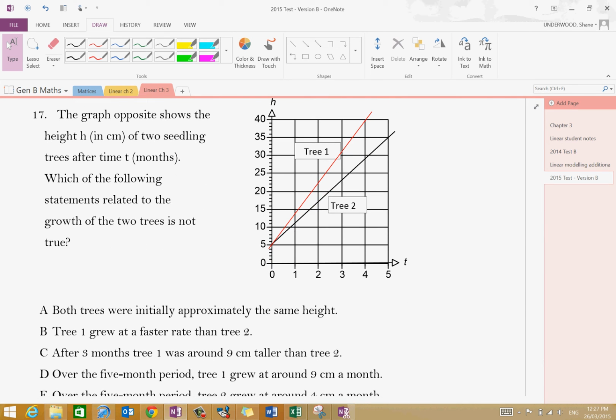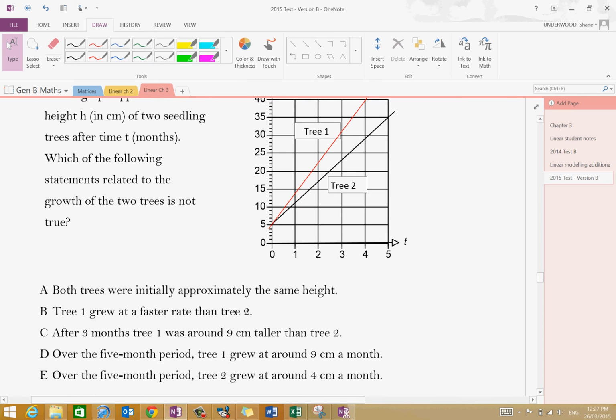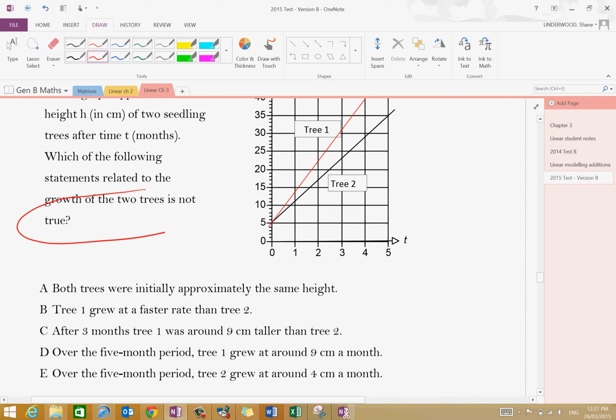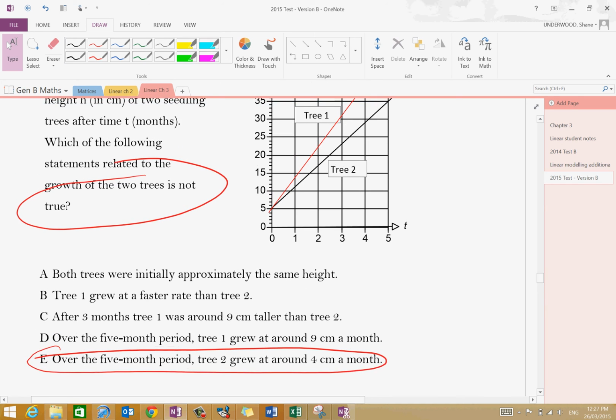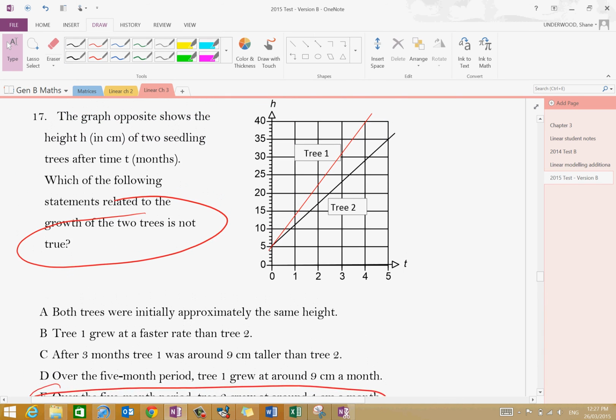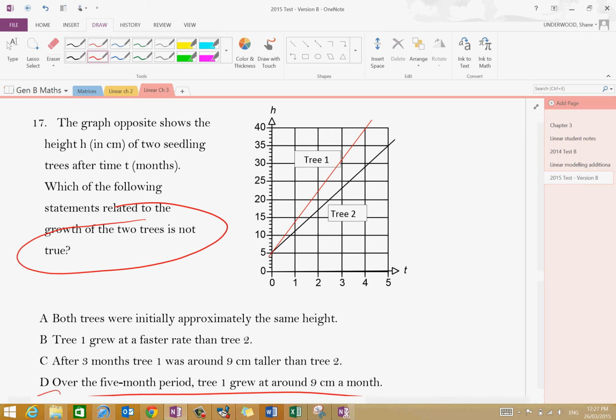This graph here, this one was not done well. Which of these is not true? And as it turns out, a number of you didn't realise. Let's have a look at this one. I'm going to test this one out. Over a 5-month period, the tree grows around 4 centimetres a month. What's the rise? It goes from 5 to 35. So the rise is equal to 30.